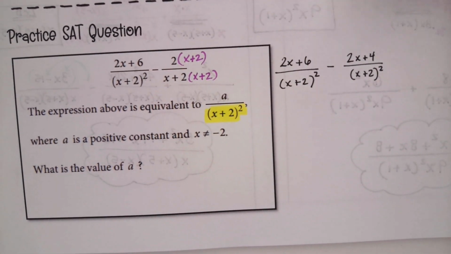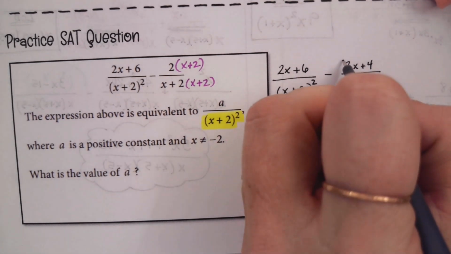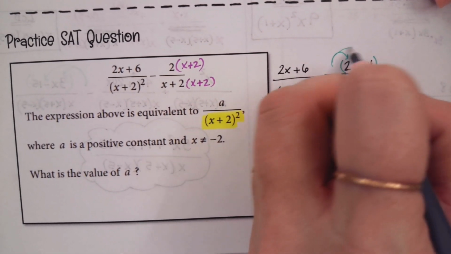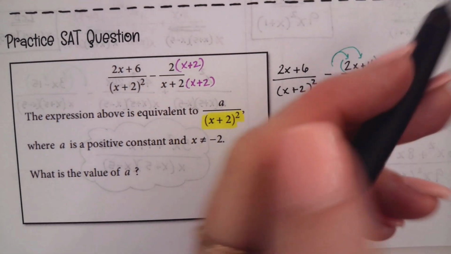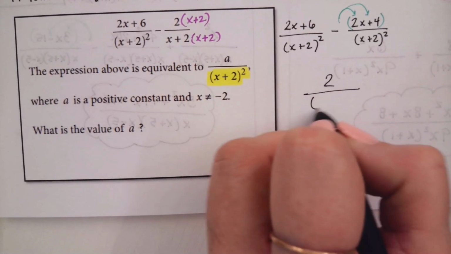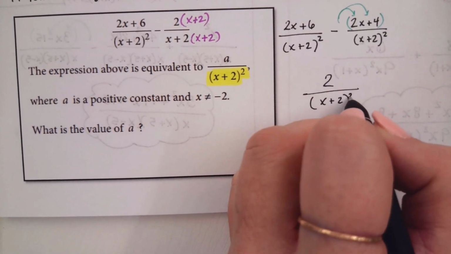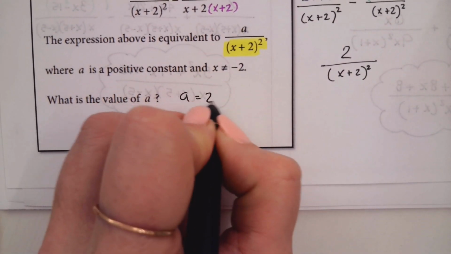Okay. So now we can do the actual subtraction on the top because we do have that common denominator. Which would be 2 over. Yep. The 2x minus 2x, those would cancel. 6 minus the 4 would become 2 over x plus 2 squared. So to answer their question, what's the value of a? 2. A is 2.